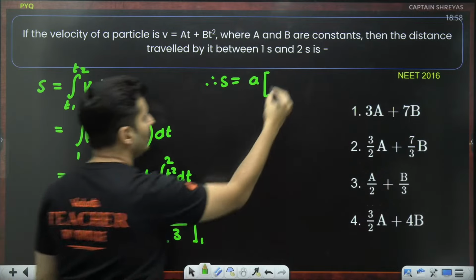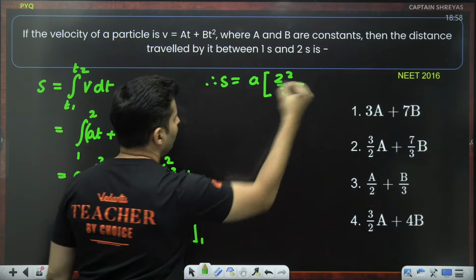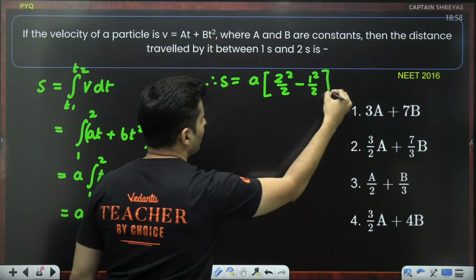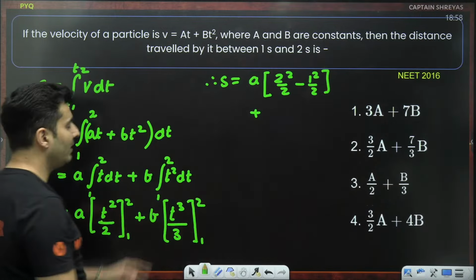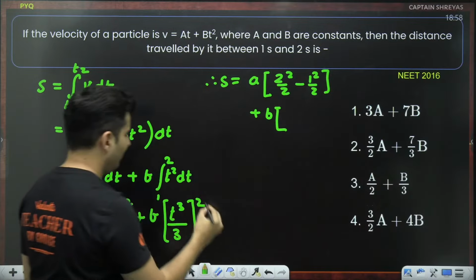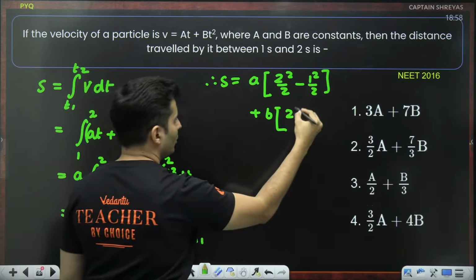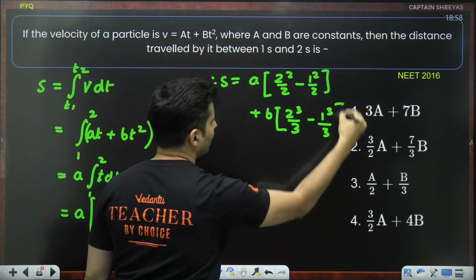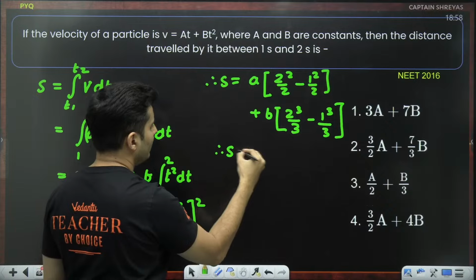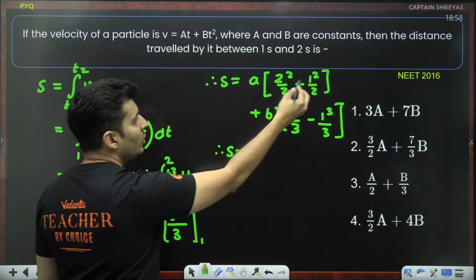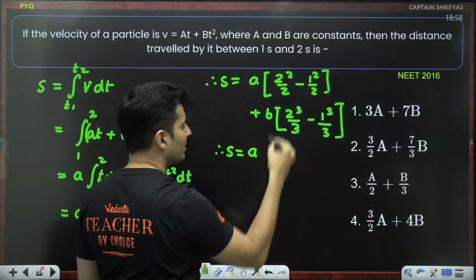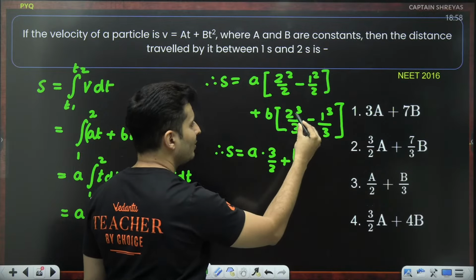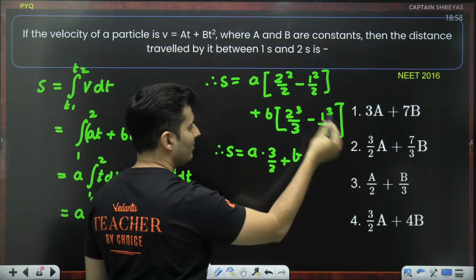If you put 2 first, it will be 2 square by 2 minus, then put 1, so 1 square by 2, plus b into first put 2, then put 1, so 2 cube by 3 minus 1 cube by 3. All right. So therefore, displacement is a into 2 square is 4, 4 minus 1 is 3. So a into 3 by 2 plus b into 2 cube is 8, 8 minus 1 is basically 7.